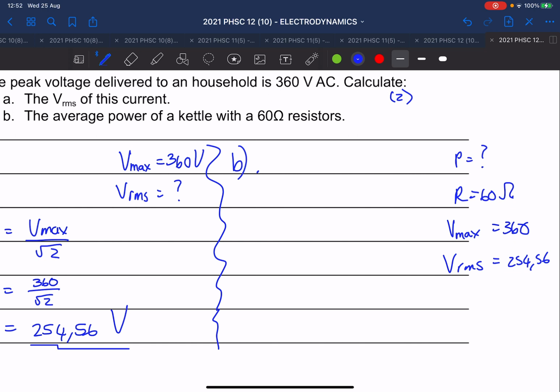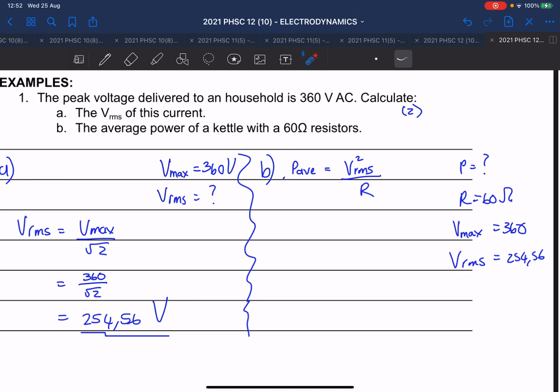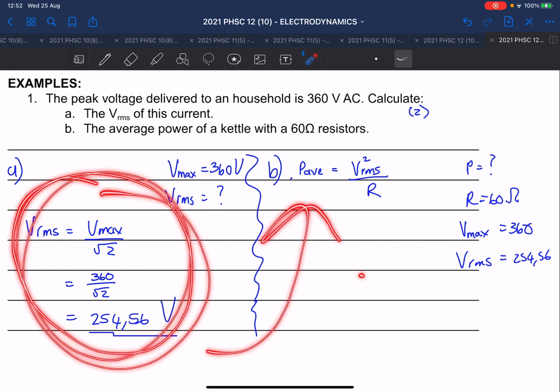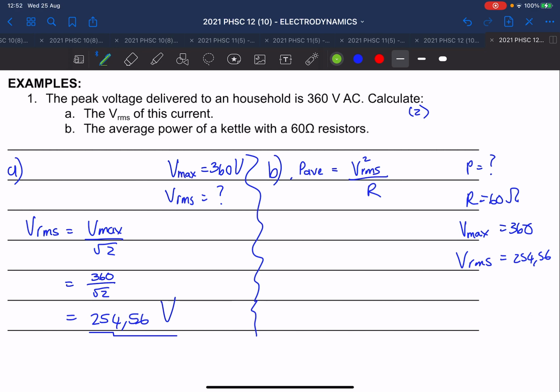Here's that last one there. So P average, and when you write down these formulas, you want to write them down with their subscripts, their footnotes or whatever. V squared. Now can you see there that the formula requires you to use the RMS? You will always be required to use the RMS, never the max. So if they give you the max, you must first convert it into the RMS and then you can use it in any other formula. So do not be tricked into using the maximum volts.